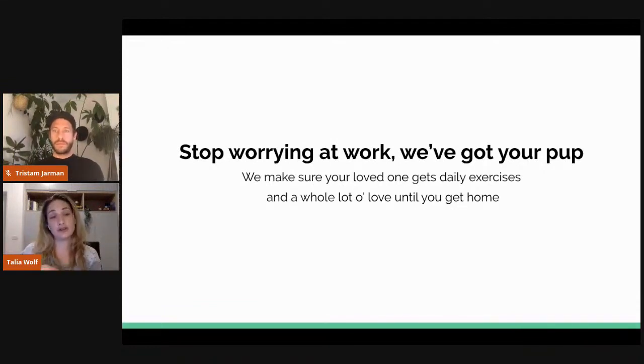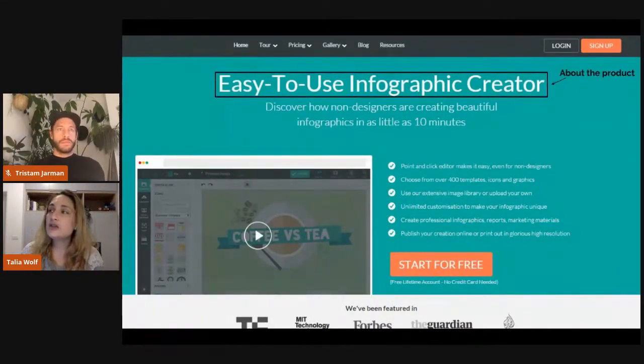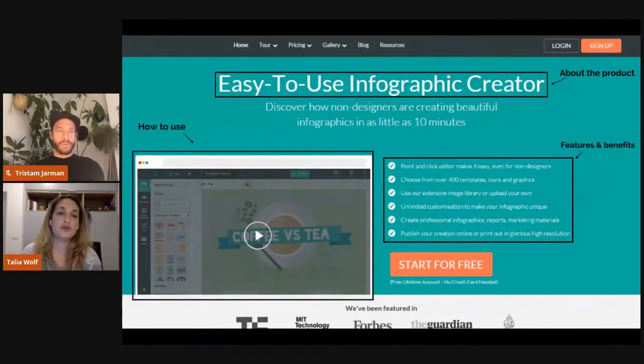So another cool example of a landing page that we worked on, you'll notice here that everything on the page is about them. Easy to use infographic creator, all their features and benefits, and even the visual on the page is a how to use drag and drop. So everything about the product.